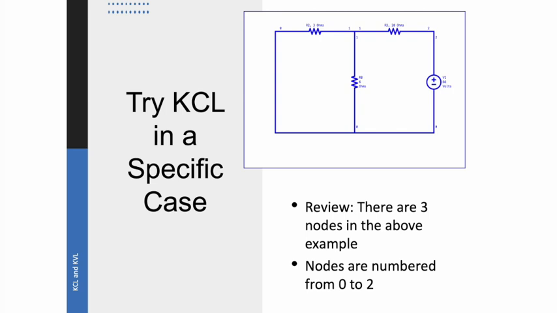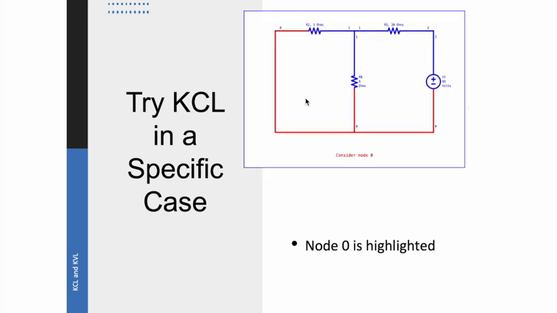So let's try KCL, Kirchhoff's current law, in a specific case. As a review, there are 3 nodes in this circuit. You see this bottom node here. See this top node, like a left corner, and then there's a T-shaped node here. These nodes are numbered 0, 1, and 2, and node 0 is highlighted in red on the bottom here.